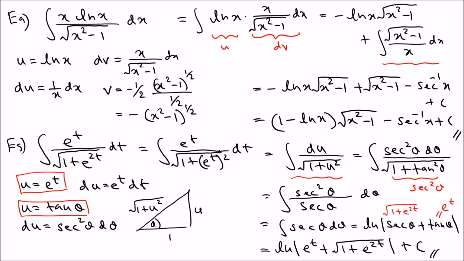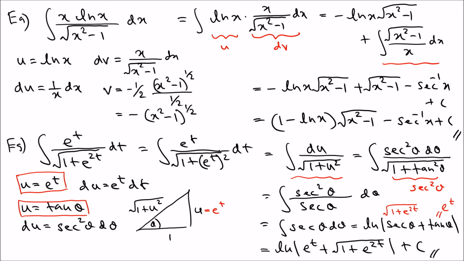So don't get confused here. There are two substitutions. Finally you get ln of secant theta plus tan theta. From that, you see that we used the u equals tan theta substitution. But after you get to that, we know that we need to go back to the original u, and the original u equals e to the t. So that's why we substitute back e to the t wherever you see u. That's why this u is simply e to the t, and that's why you get that as the final answer.